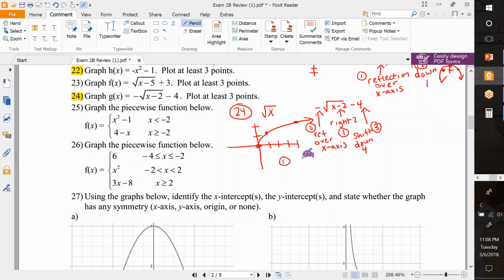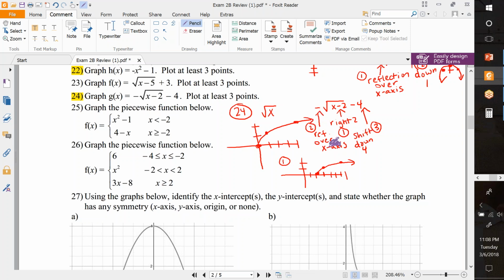So first step, take each point, move it right 2. So 1, 2. The point 1, 1 is going to go 1, 2. So now it's at 3, 1. The point 4, 2 is going to go right 1, 2. So now it's at 6, 2. So that's step 1. I just moved it right 2.